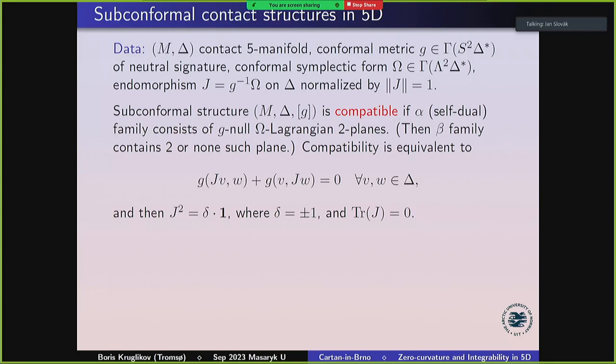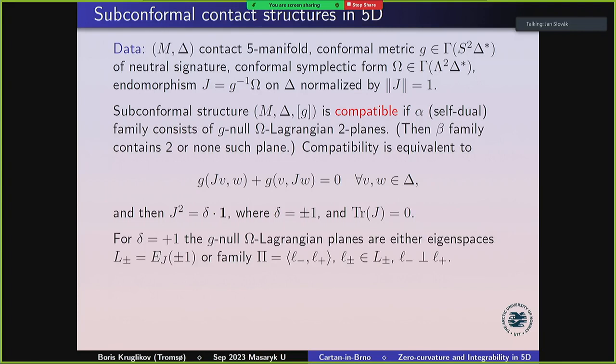Okay, J squared is equal to 1 or minus 1. Okay, trace is 0. So it's either actually CR or para-CR structure. Like if delta is equal to plus 1, it's para-CR structure, then actually J squared equals 1, and we have that delta is split into a sum of two distributions, L plus and L minus, according to eigenvalue plus or minus 1.